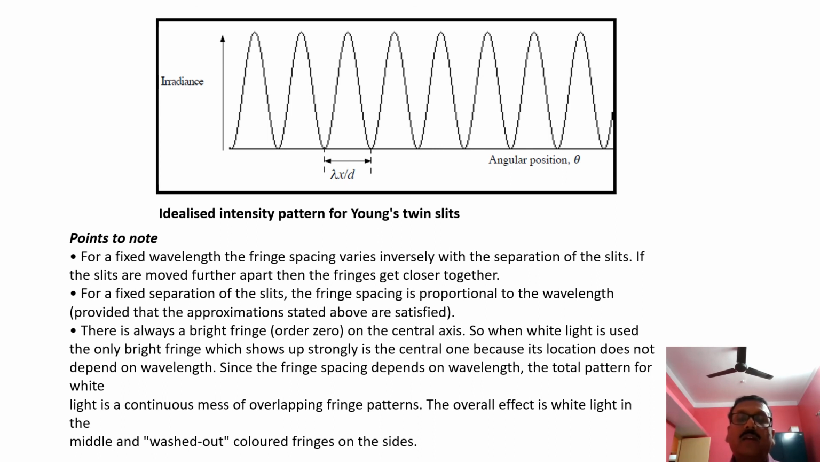So when white light is used, the only bright fringe which shows up strongly is the central one, because its location does not depend on the wavelength. Since the fringe spacing depends on wavelength, the total pattern for white light is a continuous mesh of overlapping fringe patterns. The overall effect is white light in the middle and washed out colored fringes on the sides.